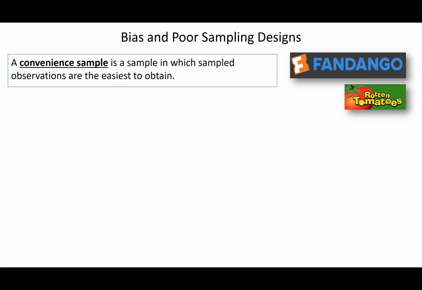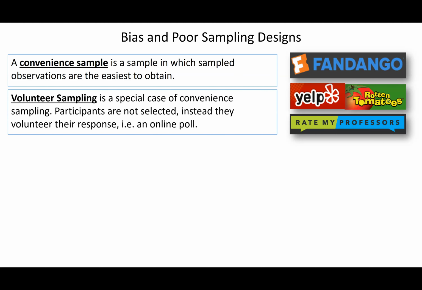So here, this is volunteer sampling. Volunteer sampling is a special case of convenient sampling. This is the one kind of sampling we have here where the researcher is not picking who participates. The people who participate pick themselves to participate. So this might be they volunteer their response. A lot of times you might see this as an online poll. Yelp, any sort of reviews, Rate My Professor for sure.